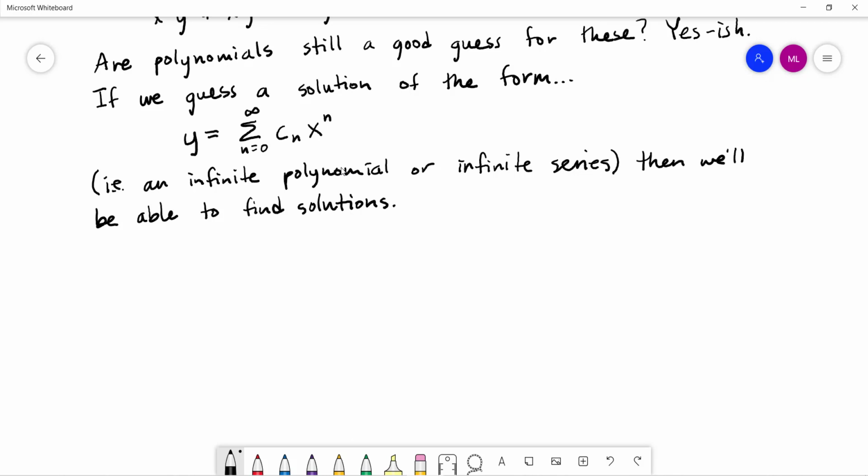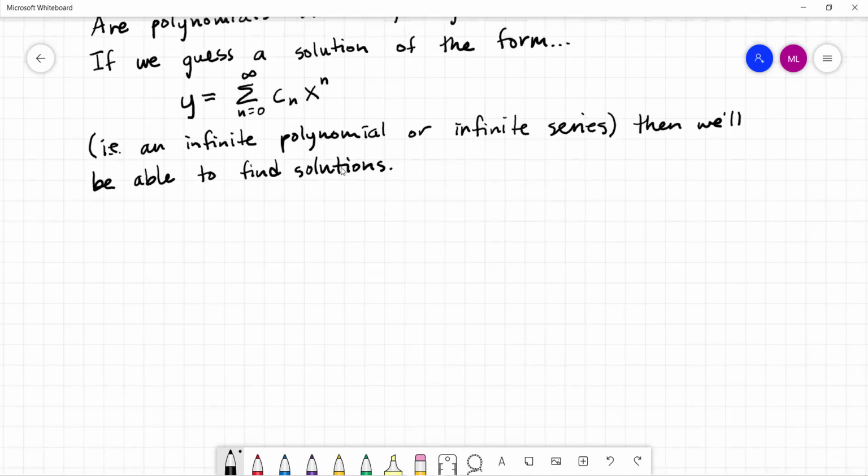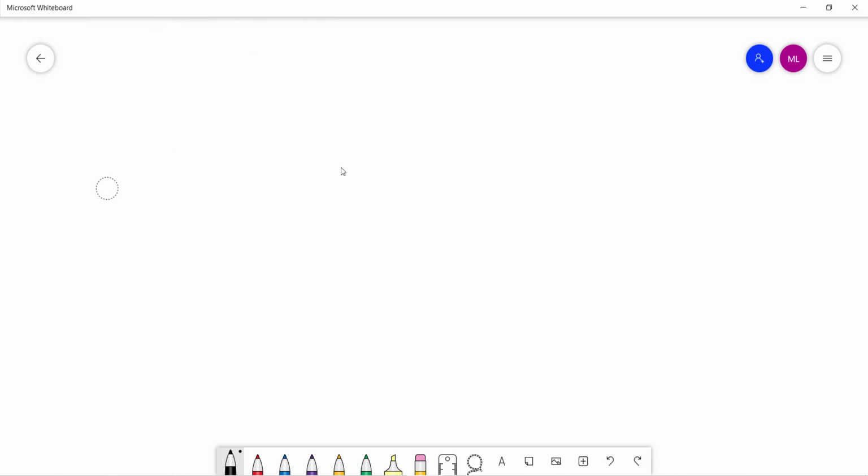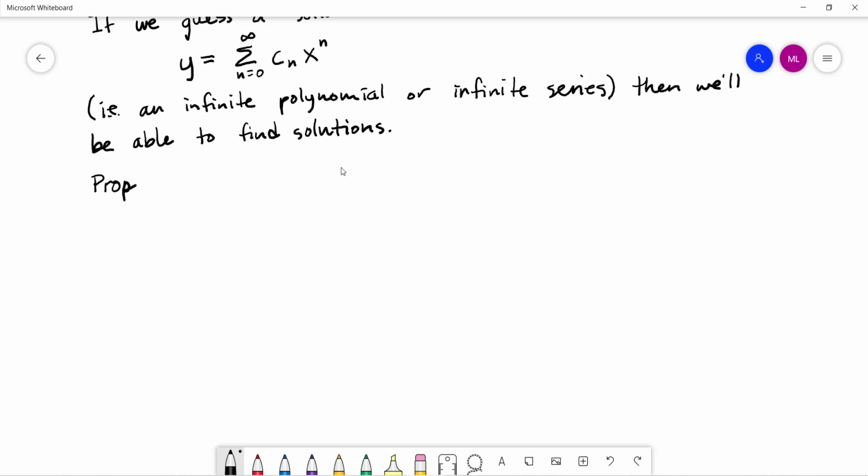So I'll give you some insight into exactly what that's going to look like in a minute, but I want to give you a few quick pointers to help you refresh a little bit about what power series are, what they look like, and what some of their properties are. Properties are just facts of power series. And if you want a more in-depth refresher, I would recommend looking in section 6.1 of our book.